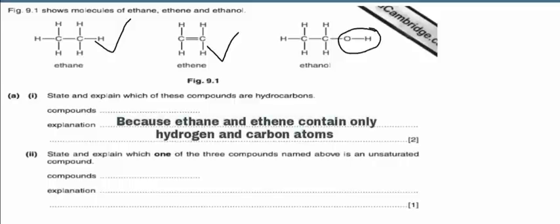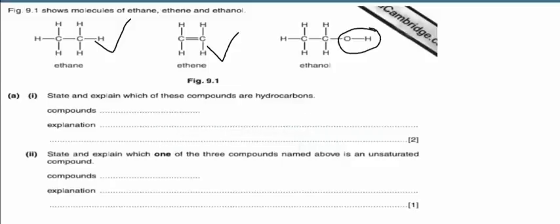Let us go to Roman numeral number 2. State and explain which one of the 3 compounds named above is an unsaturated compound. From the answer that we wrote in Roman numeral number 1, we need to choose which one is an unsaturated hydrocarbon. Usually the unsaturated hydrocarbons are called alkenes. An example of an alkene here is ethene. So ethene is an alkene. So we are going to say ethene.